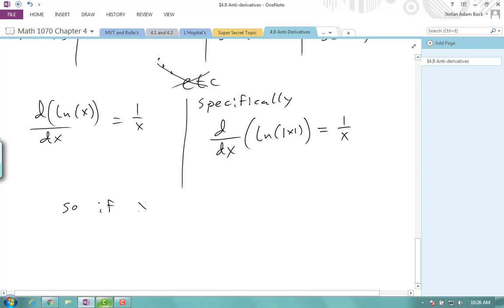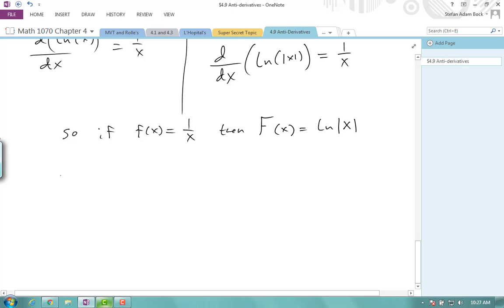So if f of x is equal to 1 over x, then the antiderivative, big F of x, will be equal to the natural log of the absolute value of x.